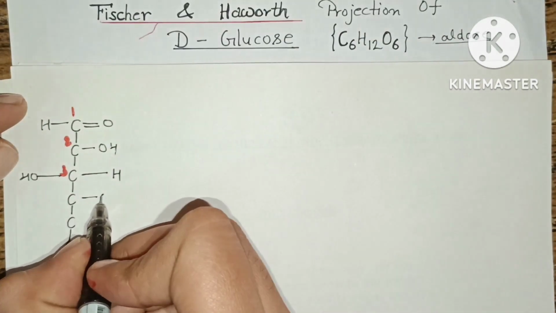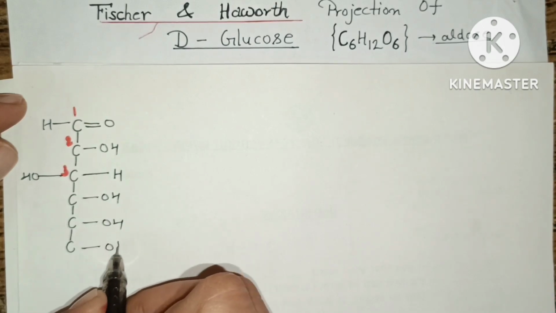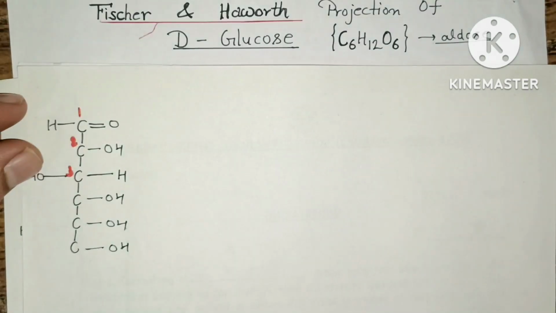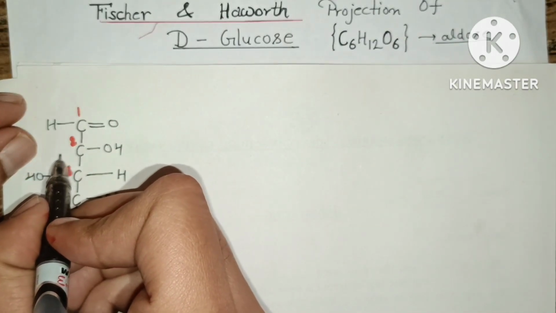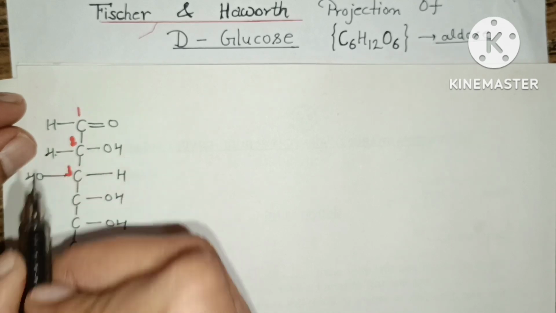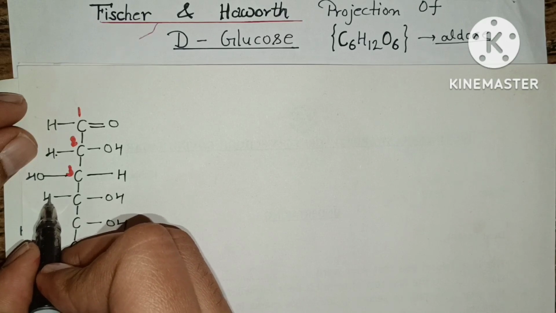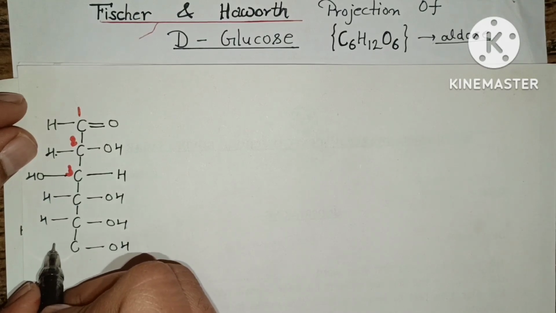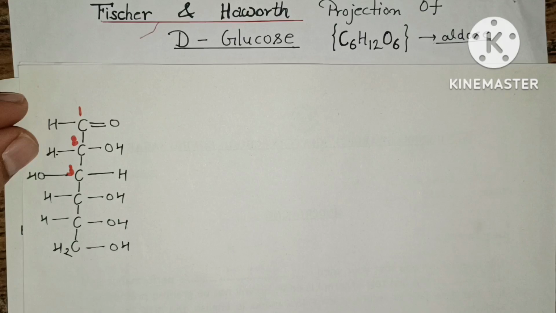OH, OH, OH, OH. Now we can satisfy with the hydrogen. This carbon already has 3 bonds formed, so the fourth bond will be formed with hydrogen. And then all the hydrogens can be kept like this. On this carbon you can see only 2 bonds are formed, so this will obviously have 2 hydrogens. So this is the open chain structure.